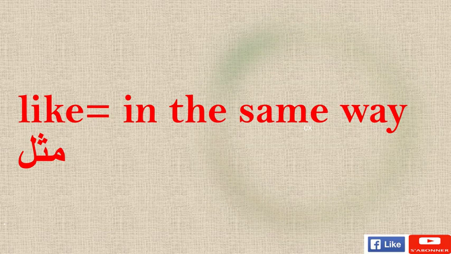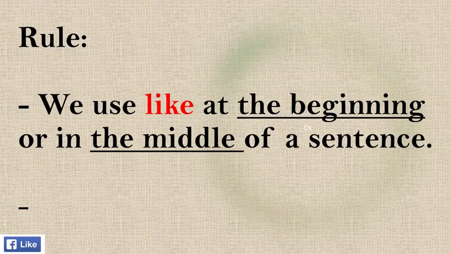So when we use the word like, it means in the same way. يعني باللغة العربية مثل. So we use like, هذه الكلمة اللي استعملناها باش نعبروا على similarities, can be used at the beginning of the sentence or in the middle of the sentence. نقدر نستعملها في بداية الجملة أو في وسط الجملة.